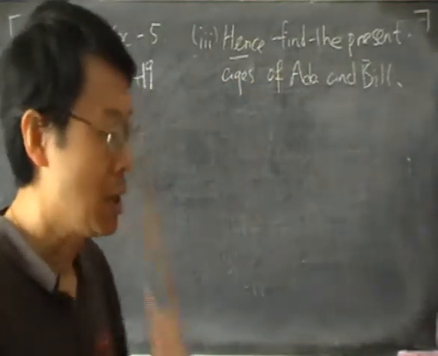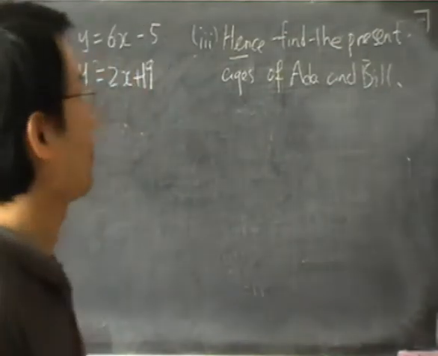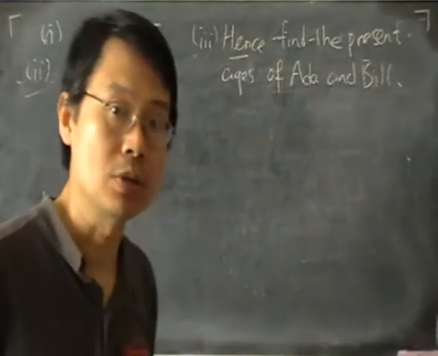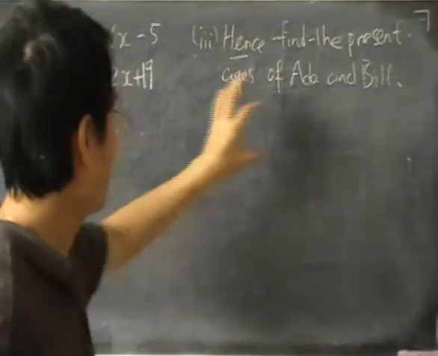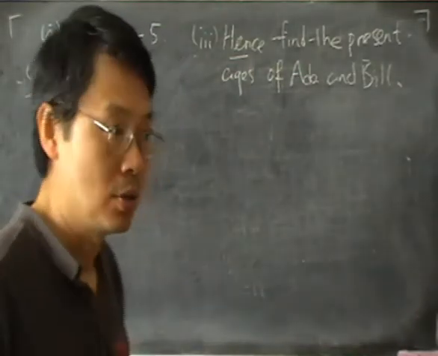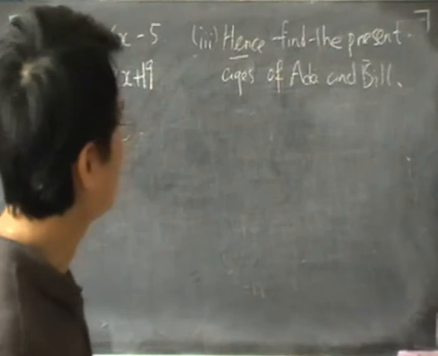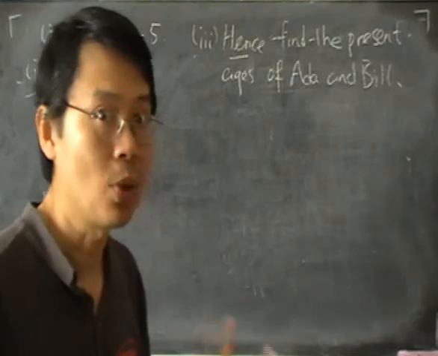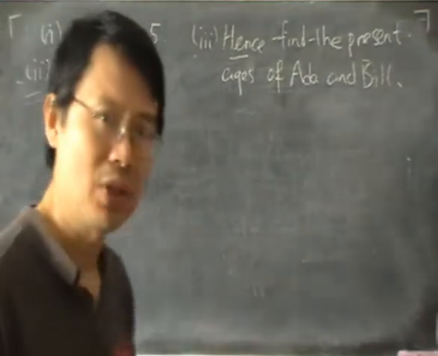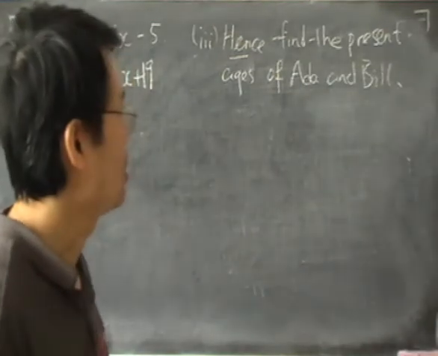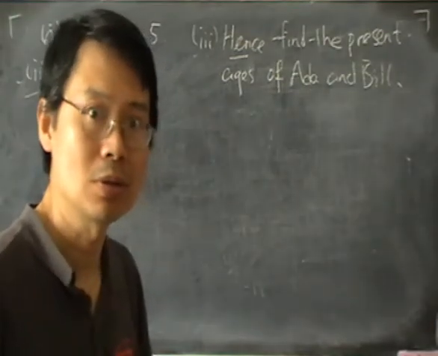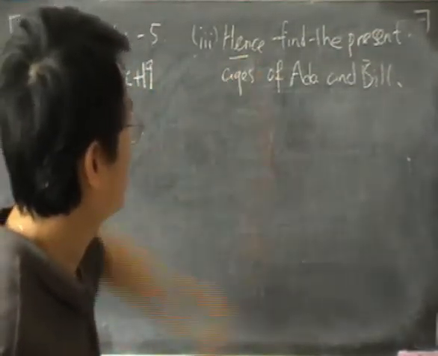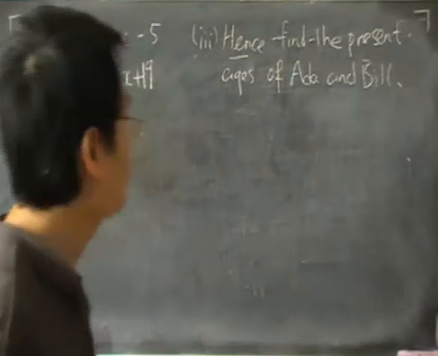And that's important because many students would think that this is a whole new question and would not look at the earlier part for clues. So if you think that this is a whole new question and you look at just this part, you would have no idea what to do. Find the present ages of Ada and Bill, how am I going to do that? If this is a new question, there's no way you can do it because there's no other information. So hence means that you have to make use of the previous answer.